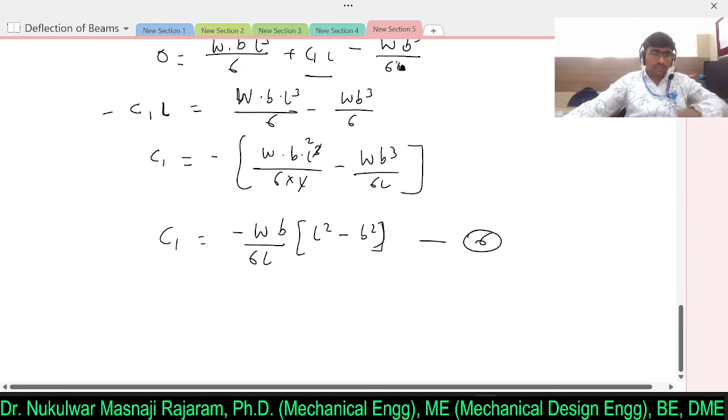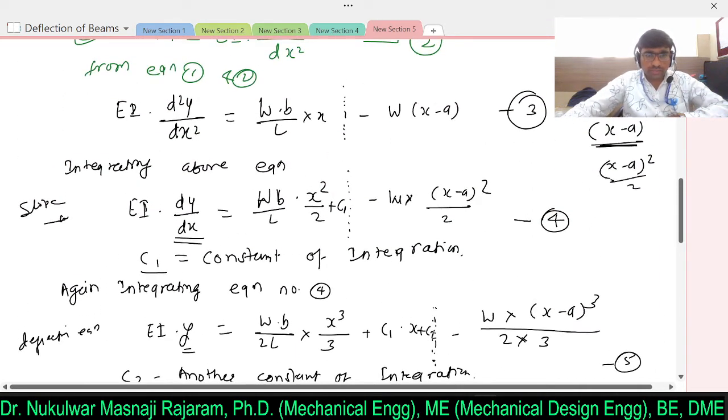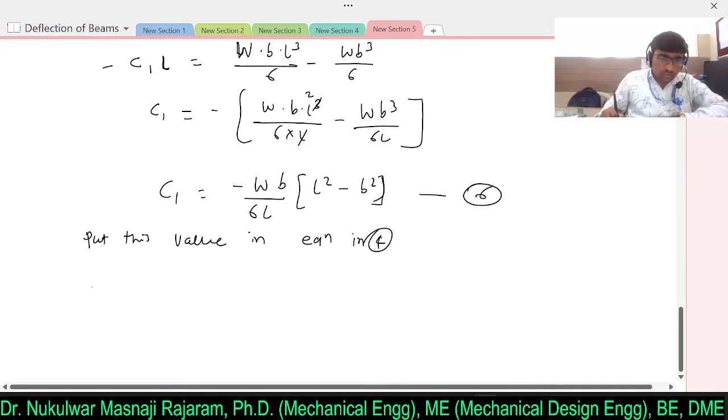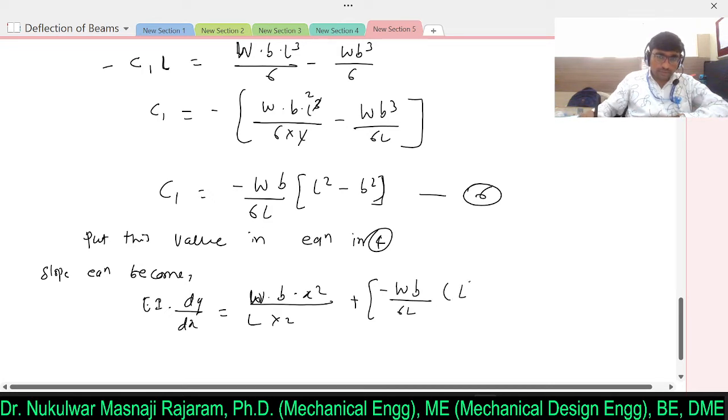If you put this value in equation number 4, so what is equation number 4? This is the slope equation. Here we have the constant of integration C1. So instead of C1, I am writing its value. So the slope equation becomes EI into dy by dx equal to WB x square divided by 2L plus this C1 value, minus WB divided by 6L into L square minus B square.